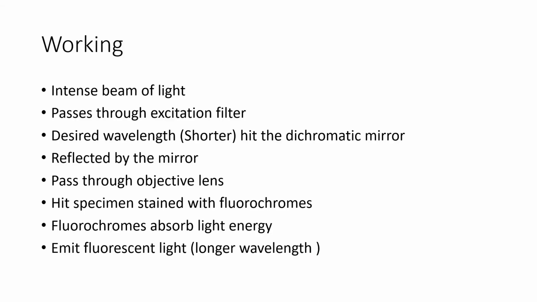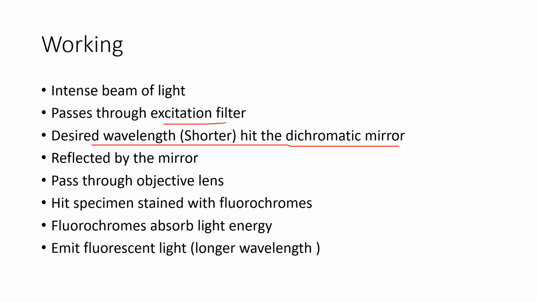I hope you are all clear with the principle and parts of the microscope. If it is, then the working is not a big deal for you guys. See, when the mercury lamp is ignited, an intense beam of high energy light rays passes through the excitation filter. Excitation filter, what is the function? It will ensure that only the desired, shorter wavelength hits our dichromatic mirror. Now the dichromatic mirror will further ensure that these shorter wavelengths hit our specimen, which is coated with fluorochromes.